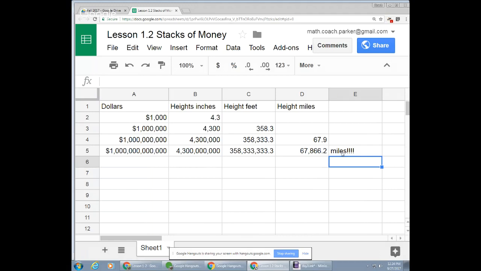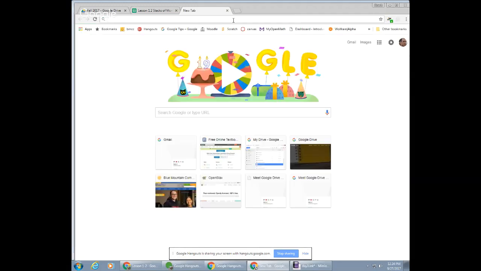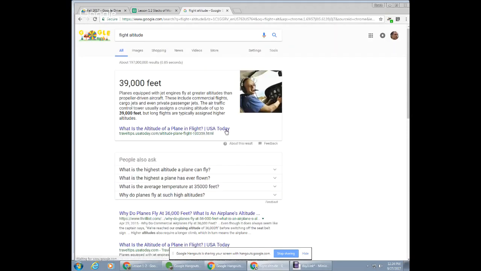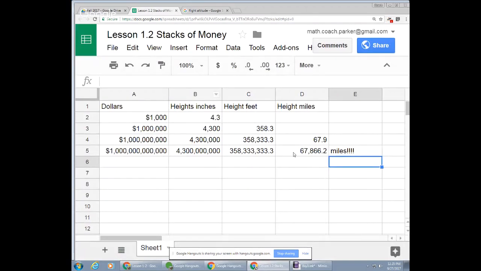What do planes fly at? Let's see, flight altitude, is that what they call it? Flight altitude. Google says 39,000 feet is what aircraft typically flies at. 39,000 feet. Are we above that? Yeah, we're twice as high as a typical flight is off the ground, right? So if we had this stack up, an airplane could fly through the middle of it.